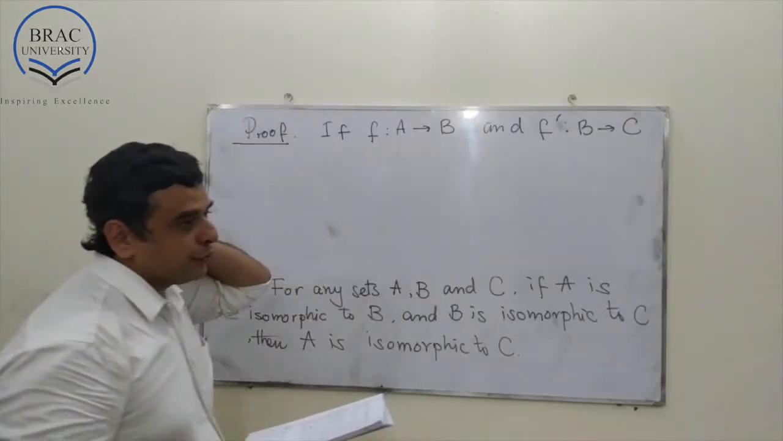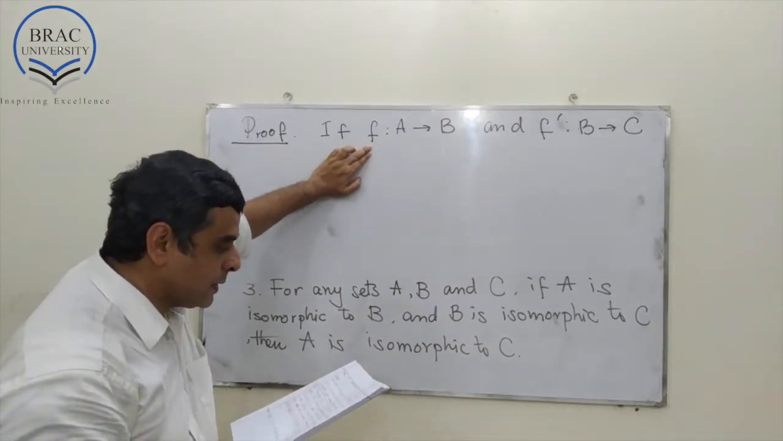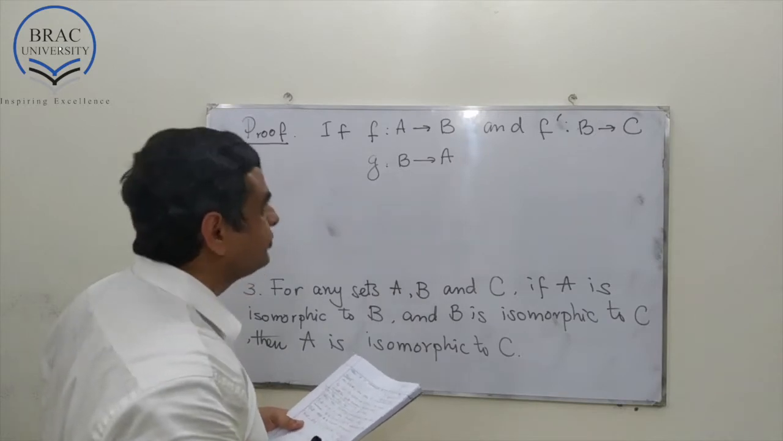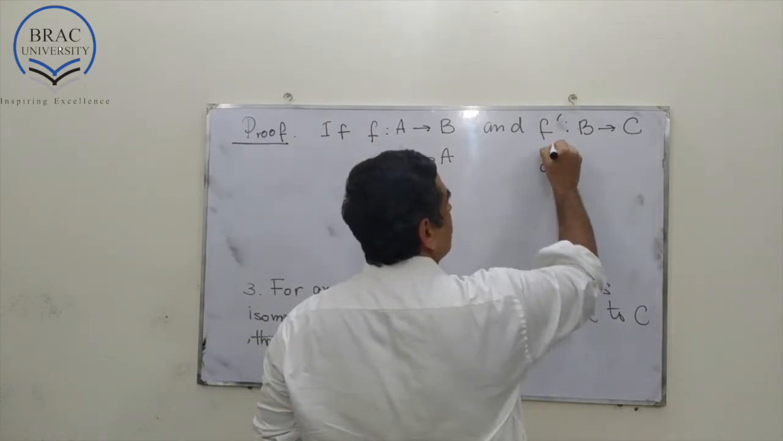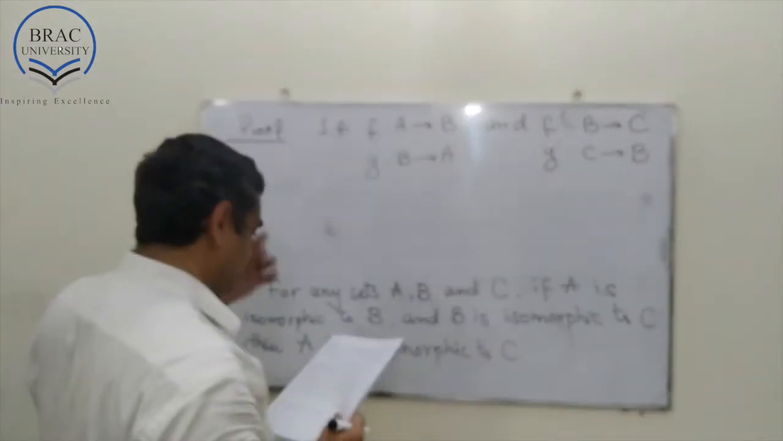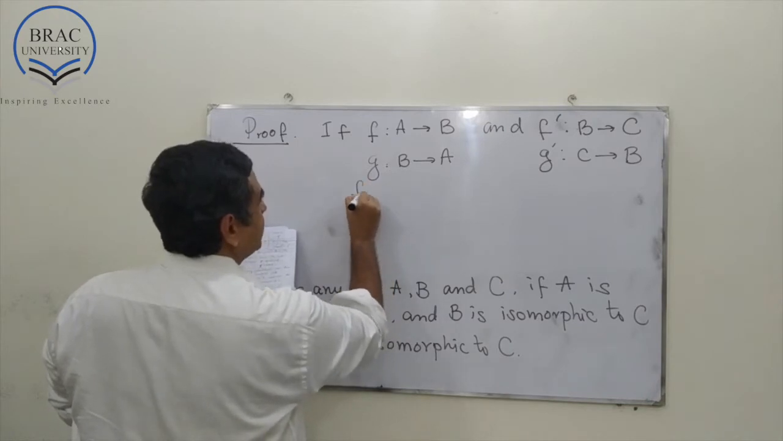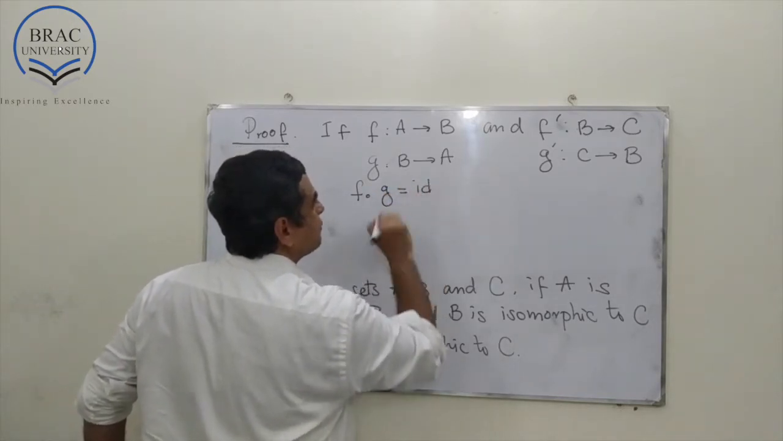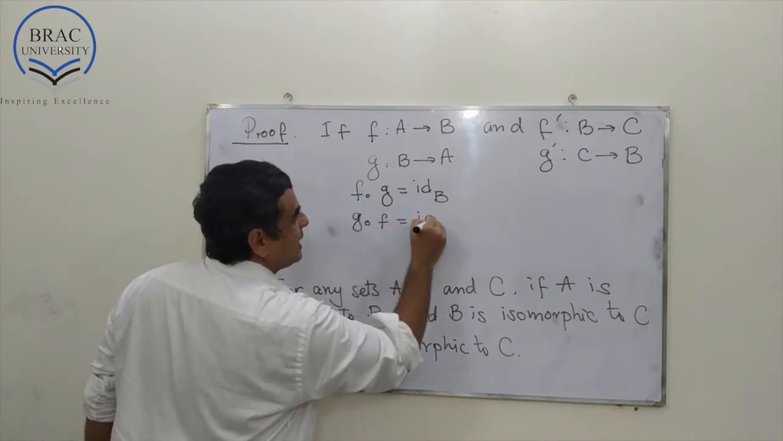We know from the definition of isomorphism that there exists an inverse of this function, which we will denote by G, and there exists an inverse of this isomorphism F prime that we will denote by G prime from C to B, such that F composed with G is equal to the identity function on B, and G composed with F is the identity function on A.